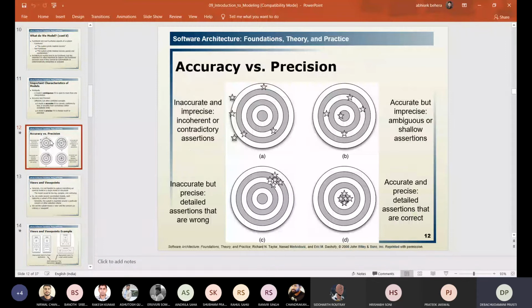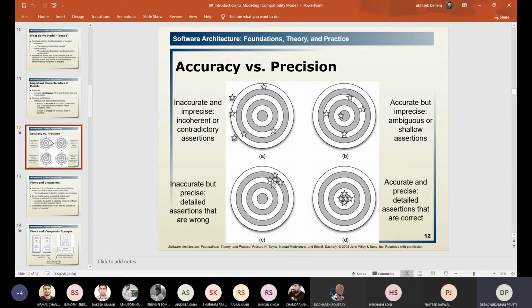Now, the accuracy and precision. You can check four figures here: A, B, C, D. The first one is very inaccurate, because if you check the star marks, they are randomly anywhere, and imprecise. They are not sharply at a particular point. It represents incoherent or contradictory assertions. The next one, inaccurate but precise. Sorry, C, accurate but imprecise.